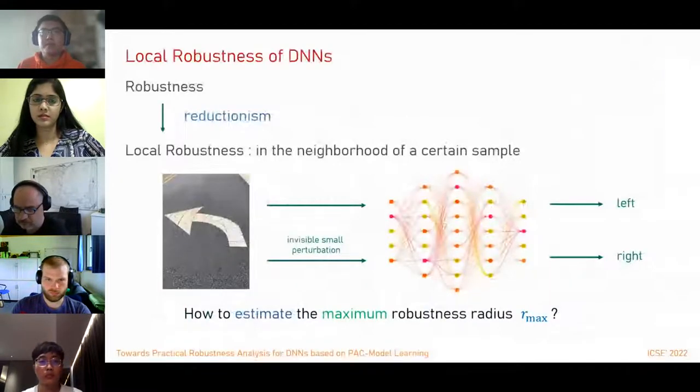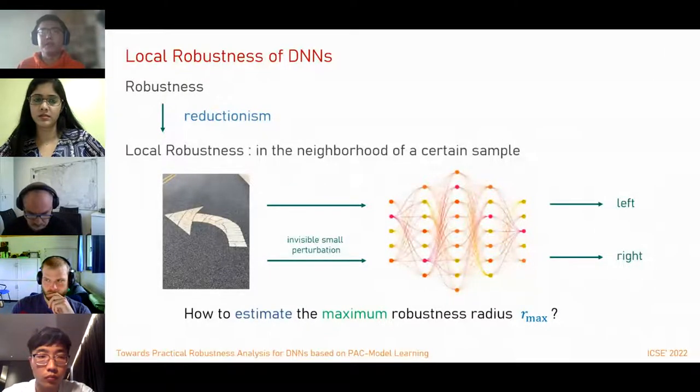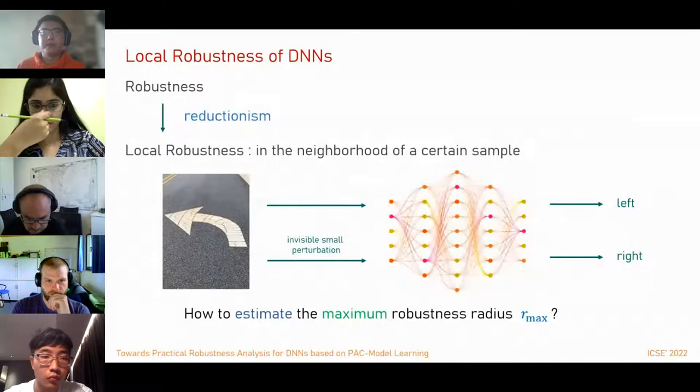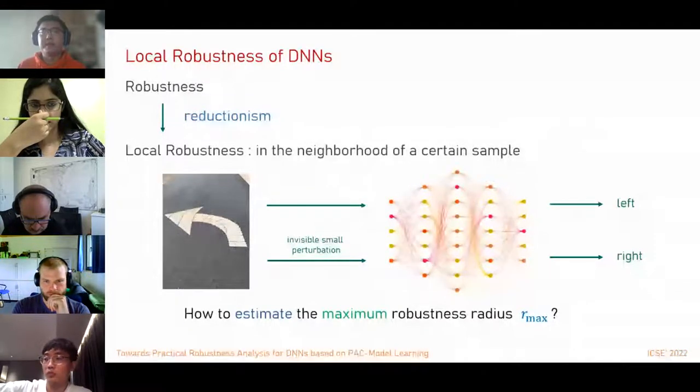When we talk about the robustness of a deep neural network, we want to study the output of the DNN in the neighborhood of the inputs. In this paper, we analyze the local robustness regarding a single input. So a critical measure is the maximum robustness radius where a DNN can hold its robustness. The problem here is to estimate it.